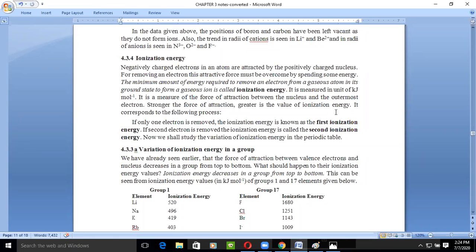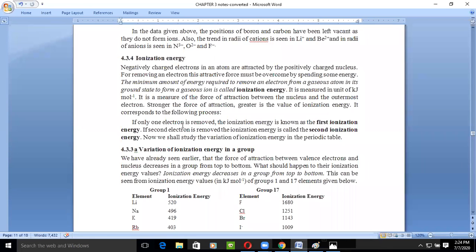So same with this: if you want to remove the electron from the gaseous atom to make it an ion, you have to break the force which exists between the outermost shell and the nucleus, right? If the force is more, you will have to apply more ionization energy; if the force is less, and the force will be less as the atomic size increases, the force between the outermost shell and the nucleus will decrease, so the ionization energy will ultimately keep decreasing.